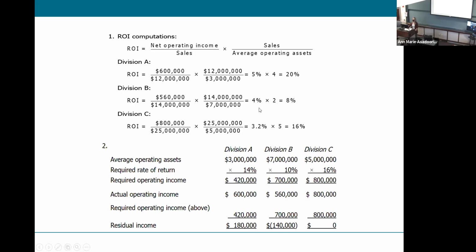What about division B? Division B has an ROI of 8%. Natalia? They would accept it. Okay, they would, because 15 would make 8% go up. If I'm looking at residual income, division B's required rate of return is 10%. So if a 15% opportunity comes for division B, are they going to accept it?